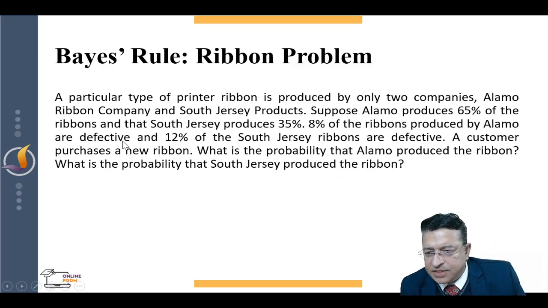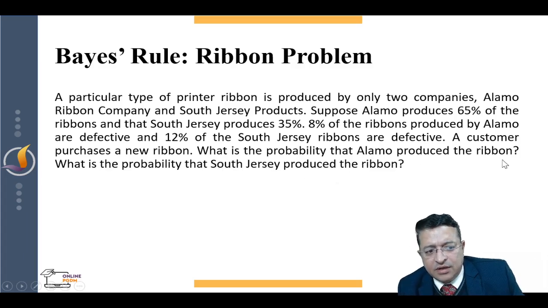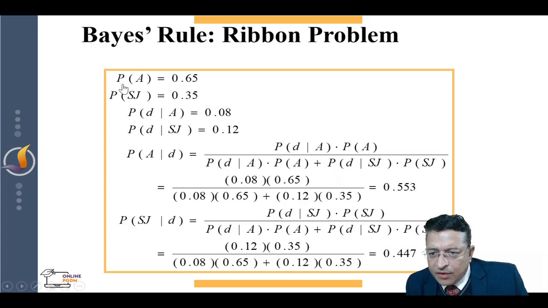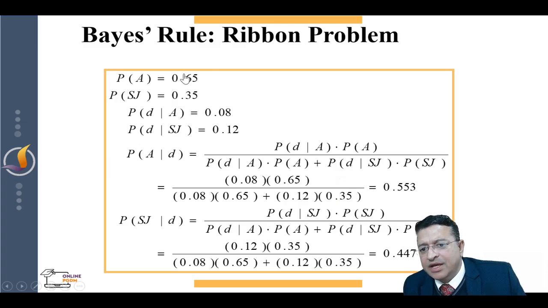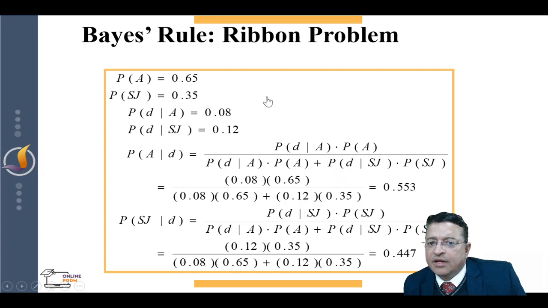So a customer purchases a new ribbon. What is the probability that the first company, Aloma, produced the ribbon? Or it could be the other way also, what is the probability that South Jersey produced the ribbon? So what we will be doing, first of all, the probability that any ribbon is produced by Aloma. That is already given here, 65%. Now the probability that a ribbon is produced by South Jersey is also given, 35%.